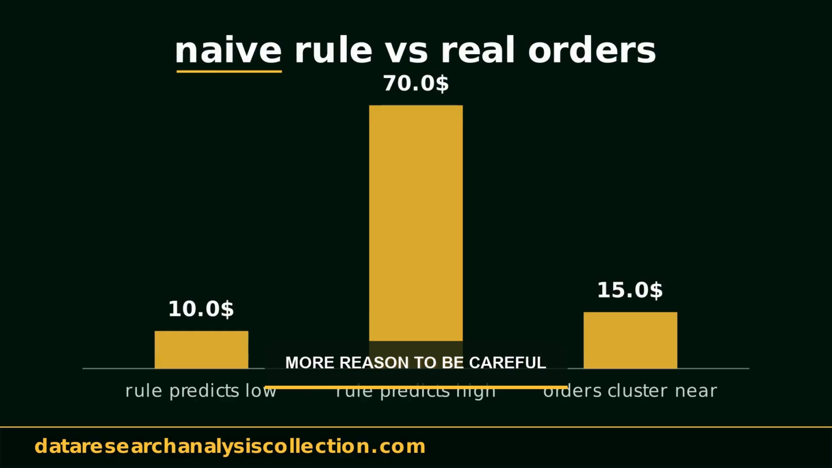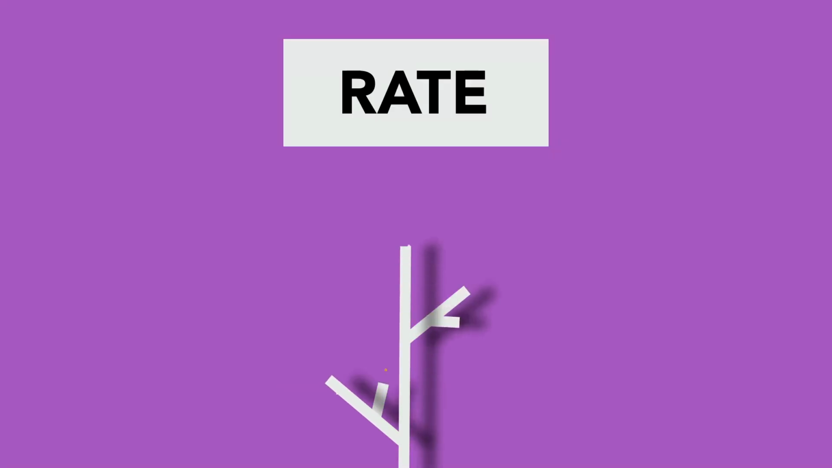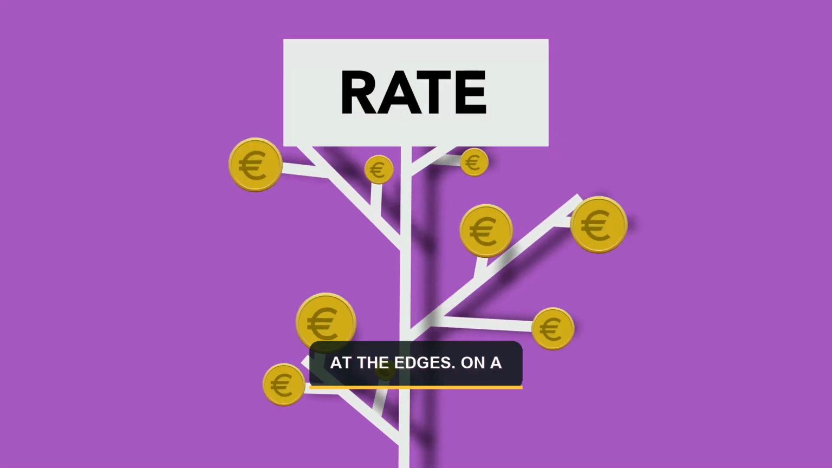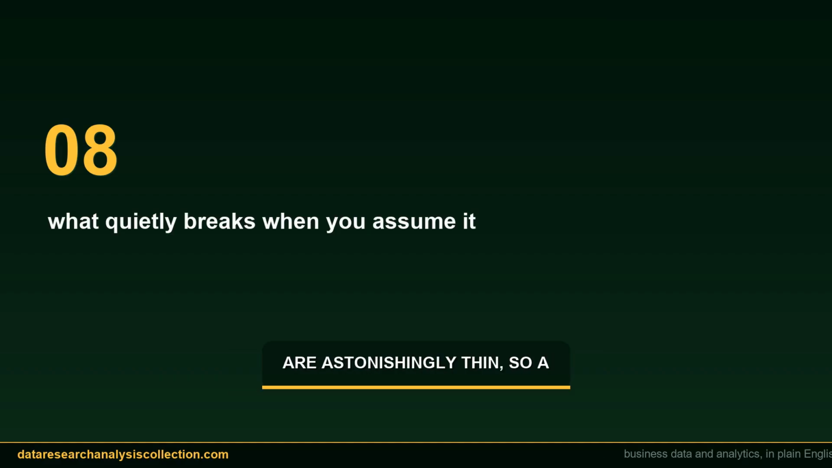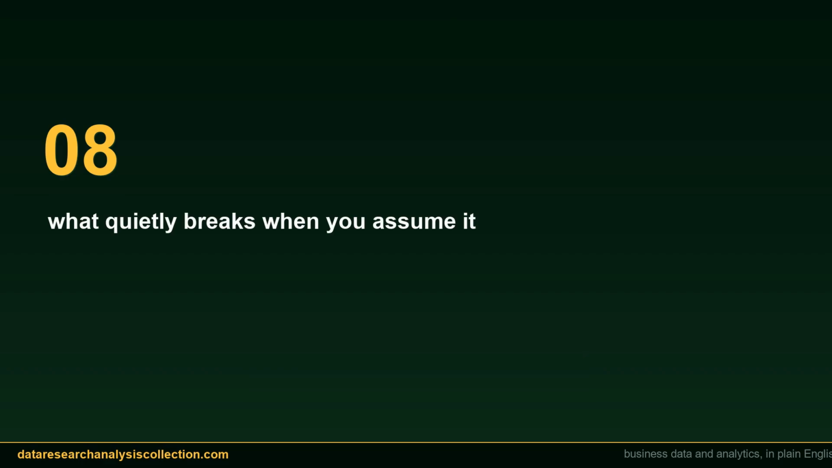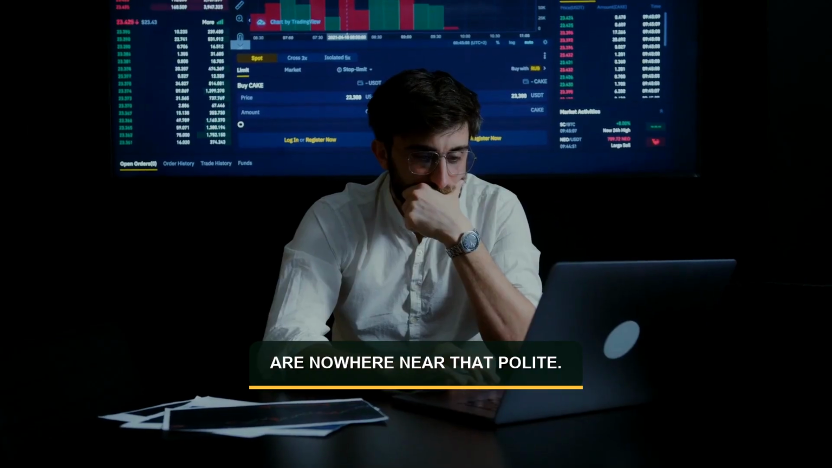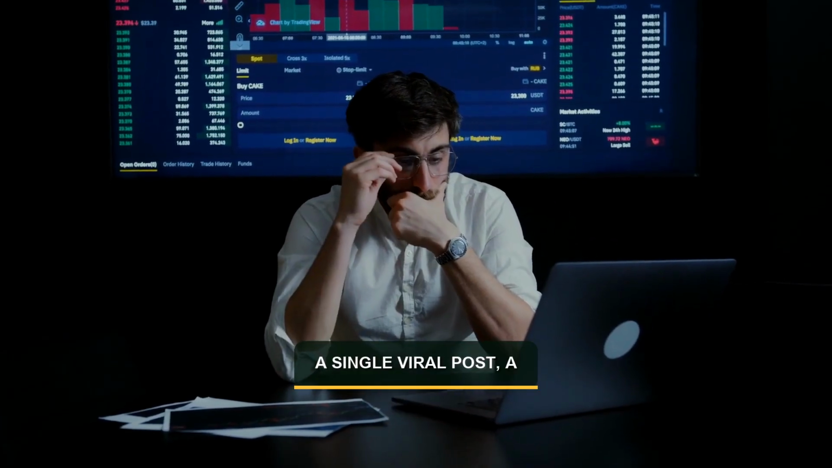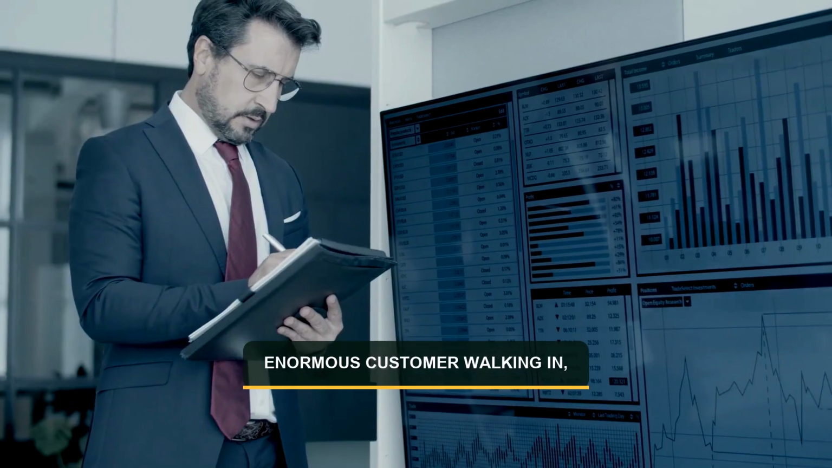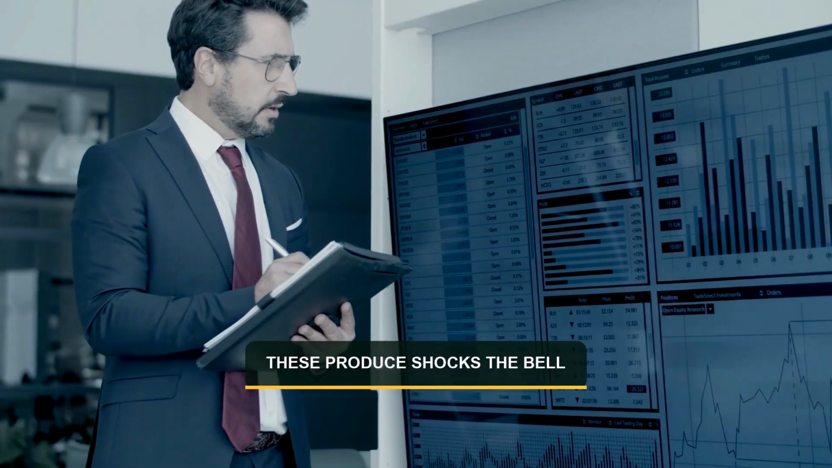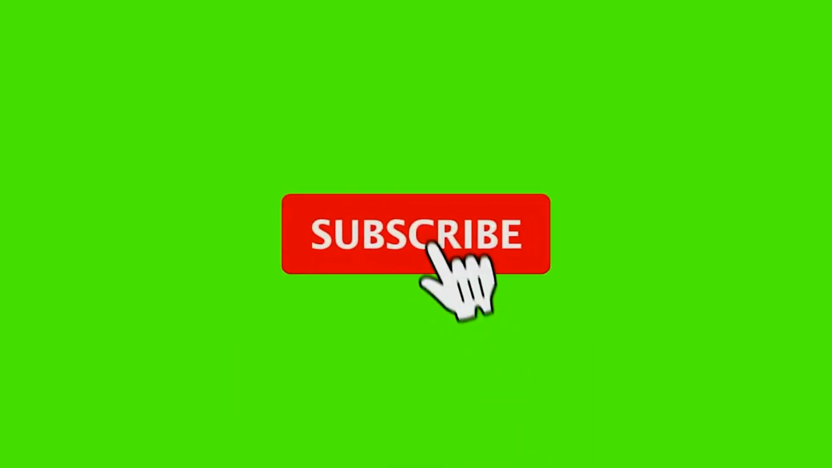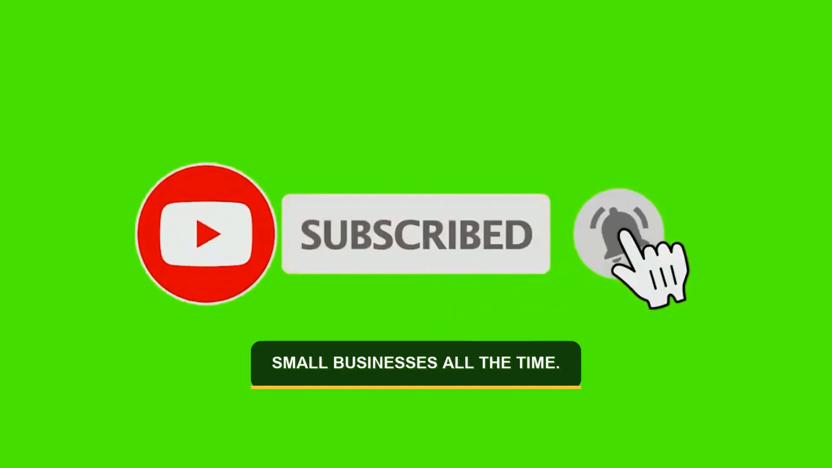The bell has famously thin tails. There is one more reason to be careful before you trust the bell, and it lives right out at the edges. On a true normal distribution, the tails are astonishingly thin, so a value 4 or 5 standard deviations from the average is treated as almost impossible, a once-in-a-lifetime event. Real business tails are nowhere near that polite. A single viral post, a broken payment page, one enormous customer walking in. These produce shocks the bell would swear could never happen, and yet they happen to small businesses all the time.